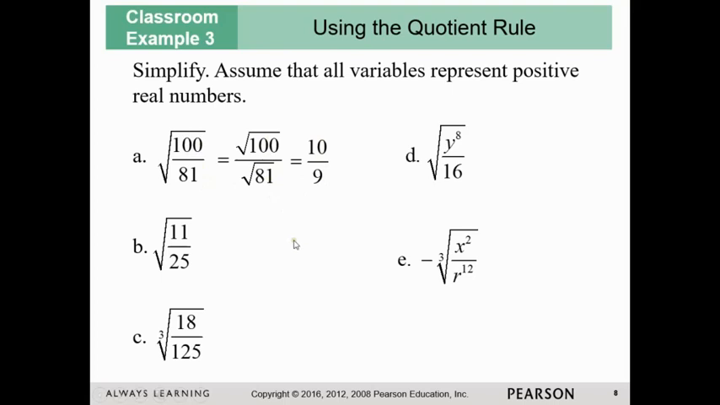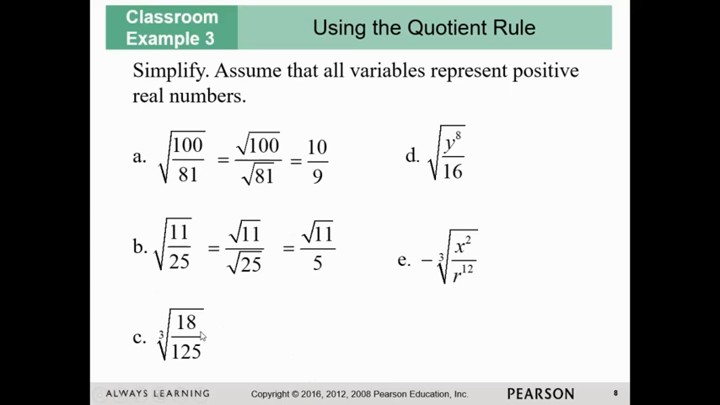B will do something similar. We'll break it apart between the numerator and denominator. And something special happens in the numerator. So the square root of 25 is easy to comprehend. We get 5. The square root of 11 is an irrational number. If we were to put that in our calculator, we'd end up with a non-repeating decimal, I believe.